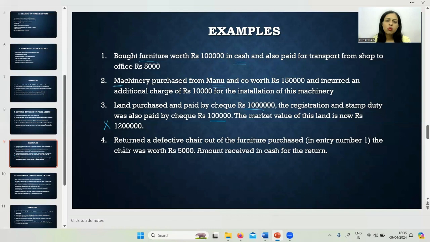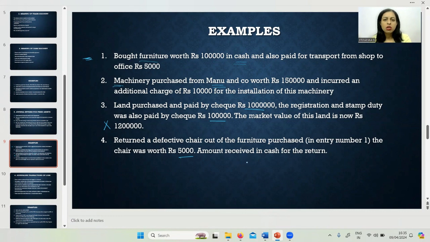Now next, fourth one is saying returned a defective chair out of furniture purchased in entry number 1. So we have here entry number 1. In this we purchased some furniture, and out of this furniture there was a chair which was defective of 5,000. Amount is received in cash for the return. So furniture is returned and we are receiving back cash.